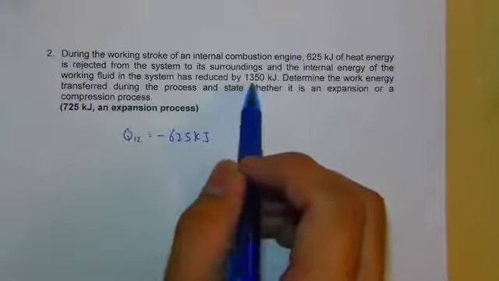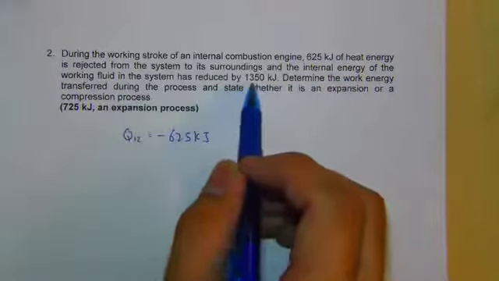Again, we use the first law, U2 minus U1 is equal to Q minus W. Plug in the numbers: minus 1350 on the left hand side, Q in this case is minus 625, minus W. So we work out W. W will be 725 kilojoule. This is a positive value.